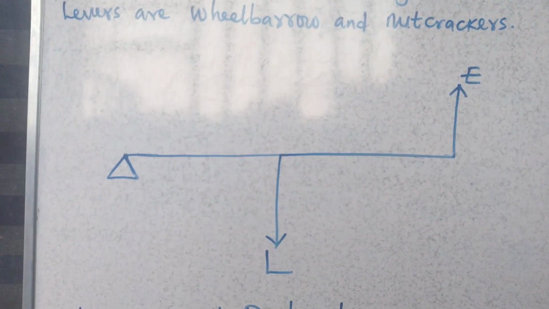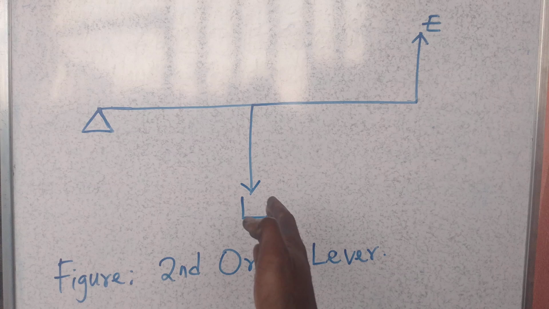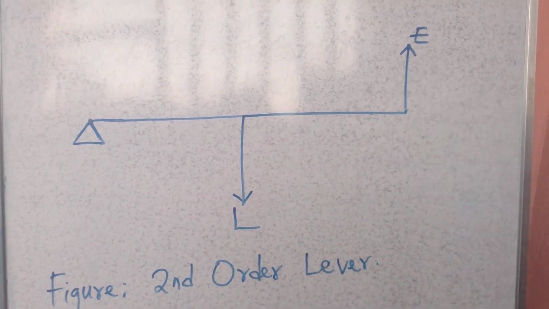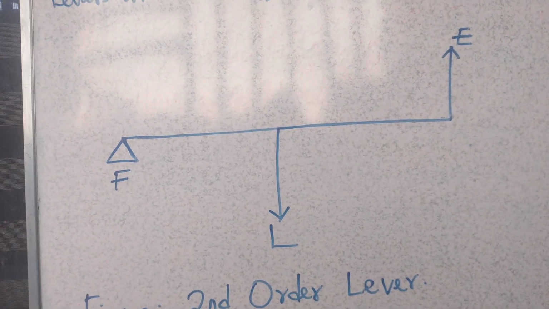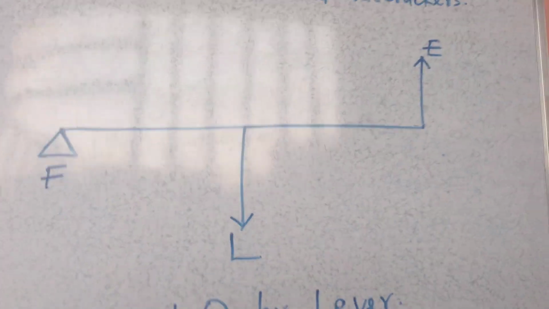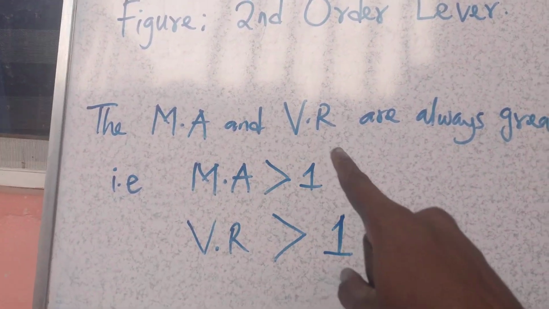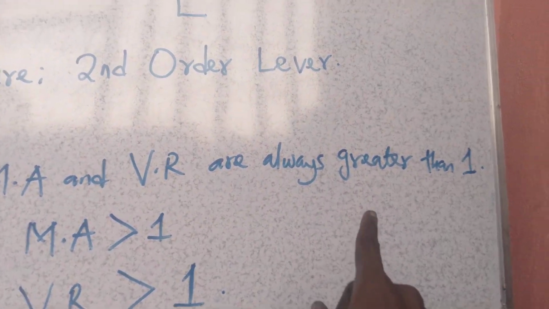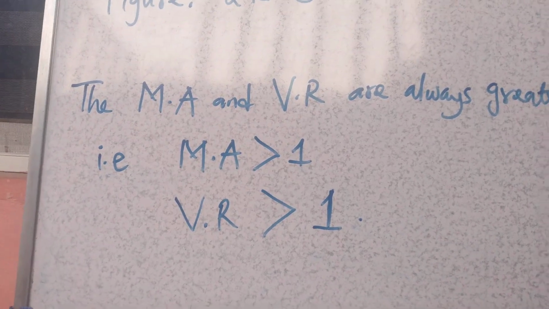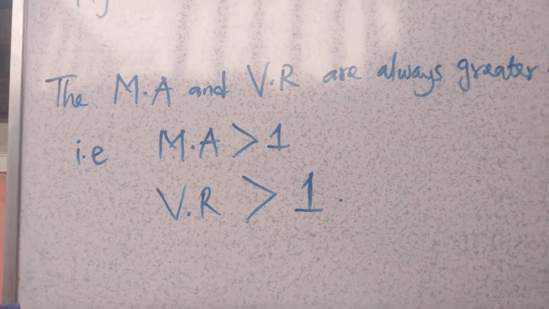Now this is a diagram of the second order lever. The load is between the fulcrum and the effort. So we see that the load is between the fulcrum and the effort E. This is a second order lever. Now the mechanical advantage and velocity ratio are always greater than 1. That is, mechanical advantage greater than 1, velocity ratio is greater than 1 for a second order lever.